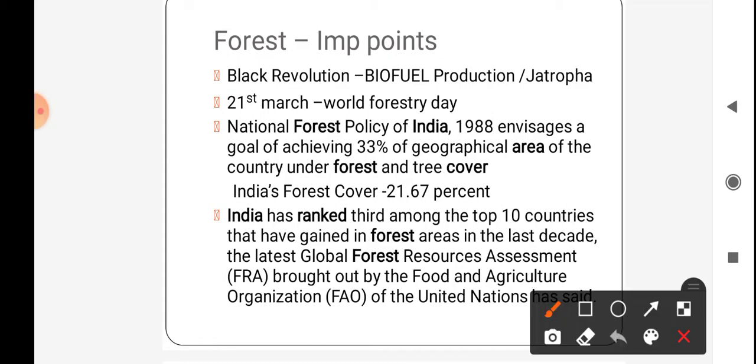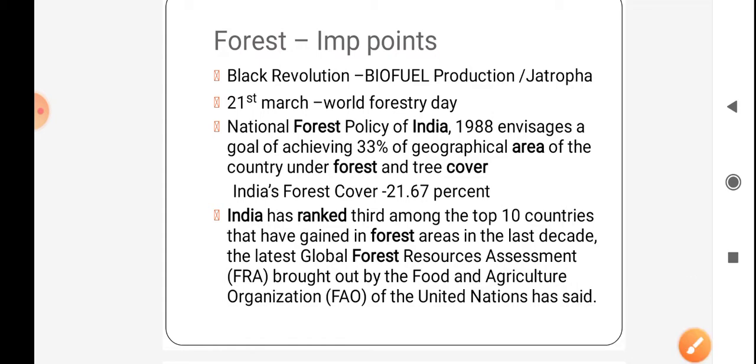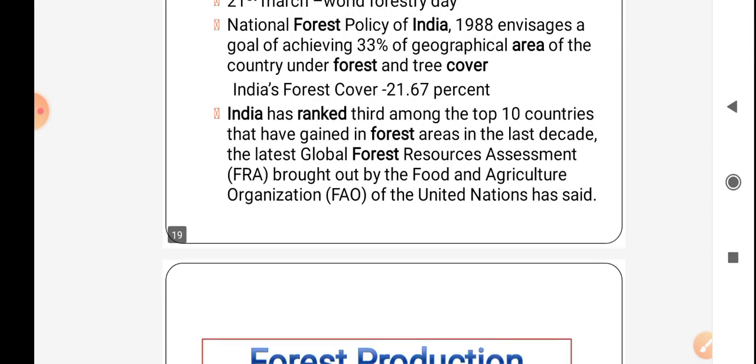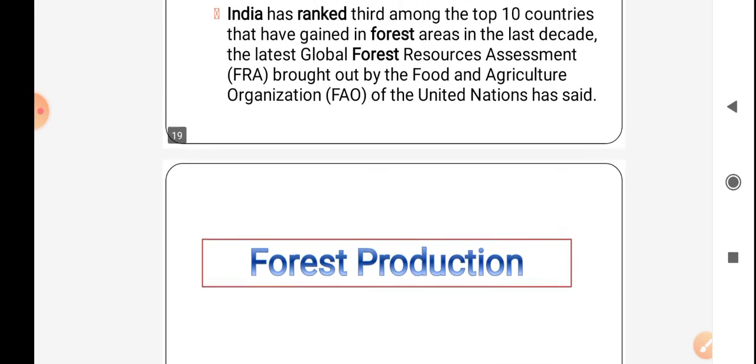India has ranked third among the top 10 countries that have gained forest areas in the last decade. The latest Global Forest Resource Assessment brought out by the Food and Agriculture Organization means India has ranked third among the top 10 countries that have gained in forest areas. So that is good news that we are gaining and we are third.